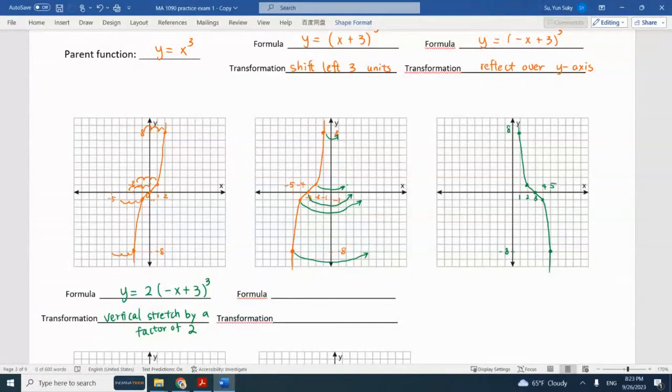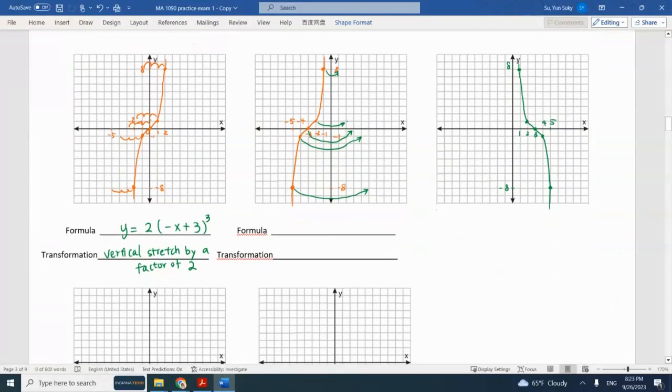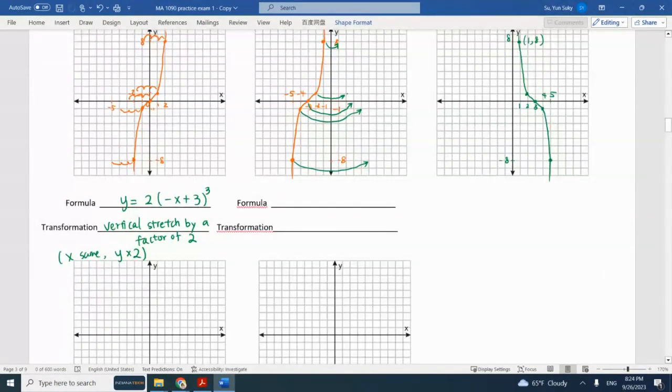Okay, and remember the x remain the same, and then the y coordinates we multiply by 2. Okay, so x remain the same, the y coordinate multiplied by 2. Okay, look at the first point. The first point is 1, 8. When you multiply the 8 by 2, you get 1, 16, which is very up there outside of the paper.